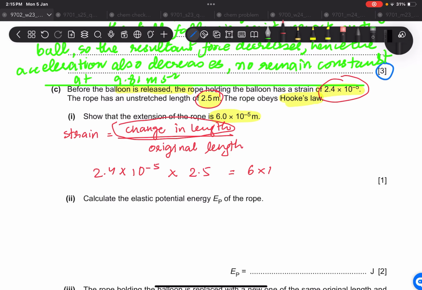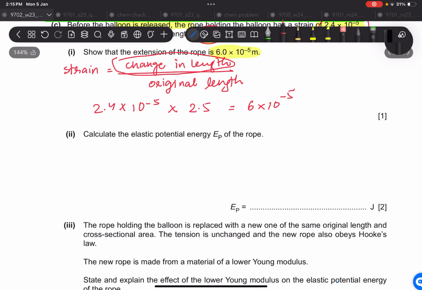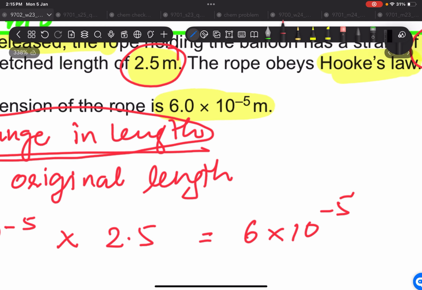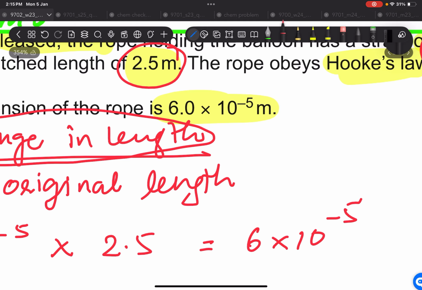6 into 10 raised to power negative 5. Okay. But do you see one thing? It's 6 into 10 raised to power negative 5. But are you noticing something? The examiner didn't write 6 into 10 raised to power negative 5. Why didn't he? He said 6.0. Small details, but important. Okay?